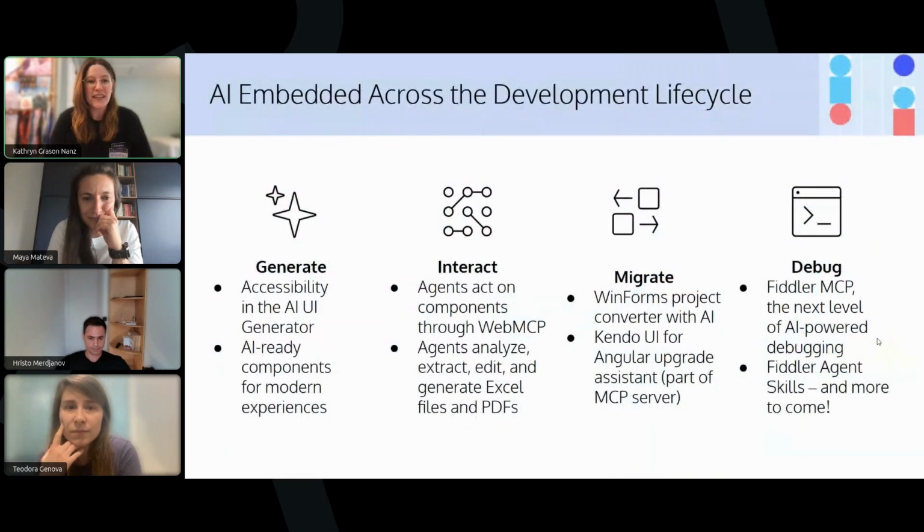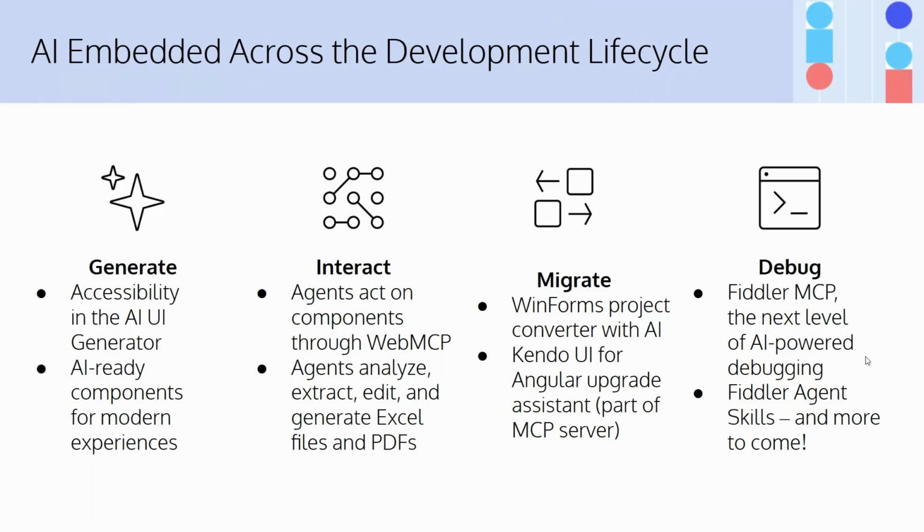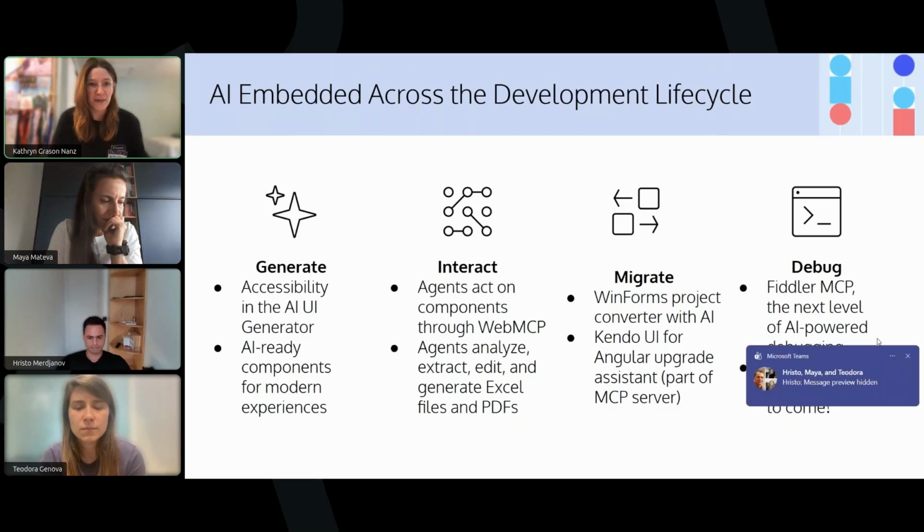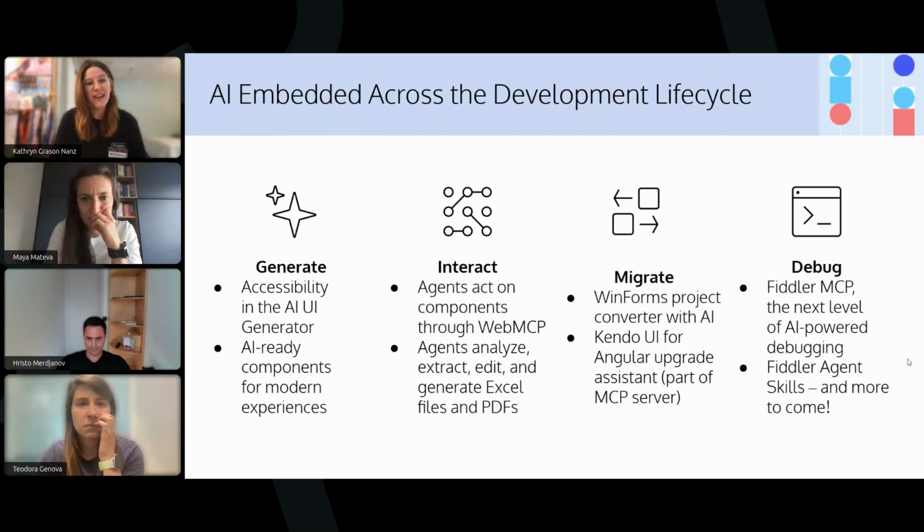We are looking at AI embedded across the development lifecycle in 4 main places: generation, interaction, migration, and debugging. So you'll see that reflected in what we share today. Generation means how you can generate code, right? Accessibility in our AI UI generator, new AI ready components. Interaction has more to do with how we're allowing AI tools to interact with the components that are created here. So how agents are able to interact using WebMCP and how they're able to extract, edit, and generate different kinds of files based on the components that we have.